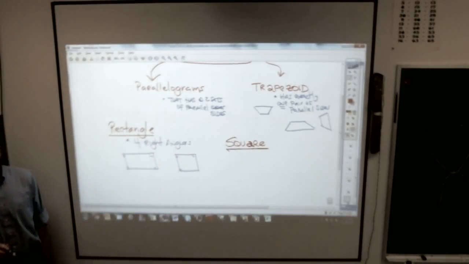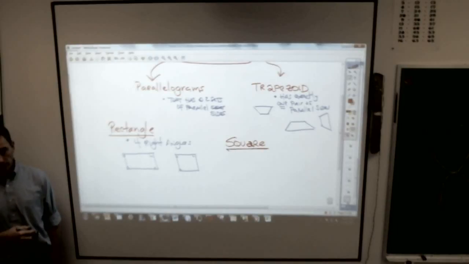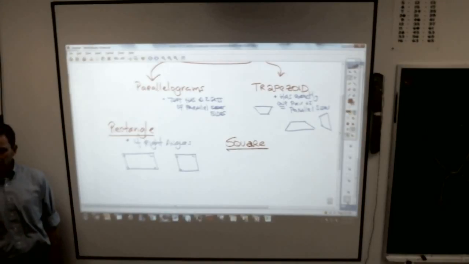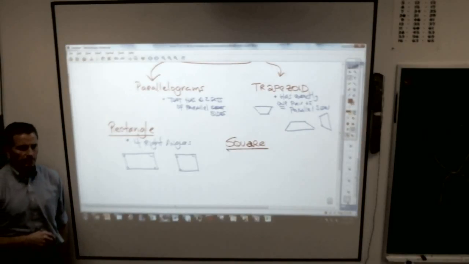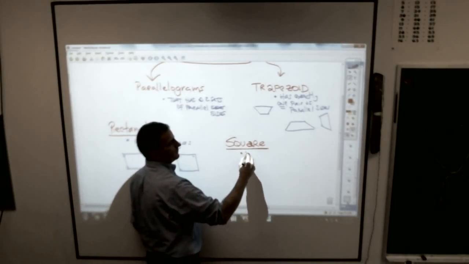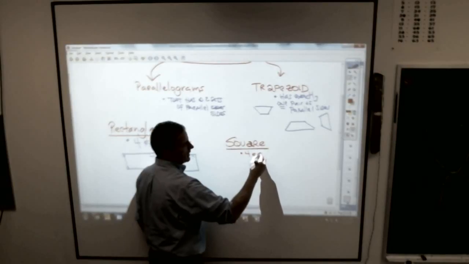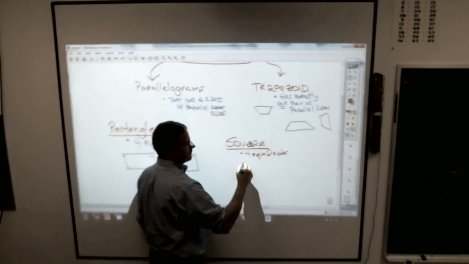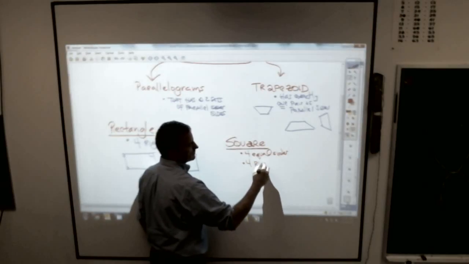What is the exact definition of a square? Who thinks they know? Who takes a shot at it? Kendall? Yeah, that's a rectangle too, though. Something needs to separate squares from all rectangles. William? 4 equal sides. Yeah, it has to have 2 things. A square has to have 4 equal sides, and it must also have 4 right angles.